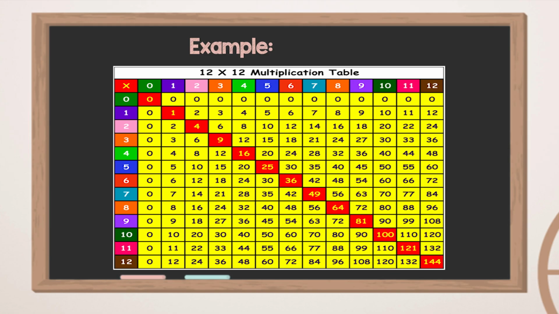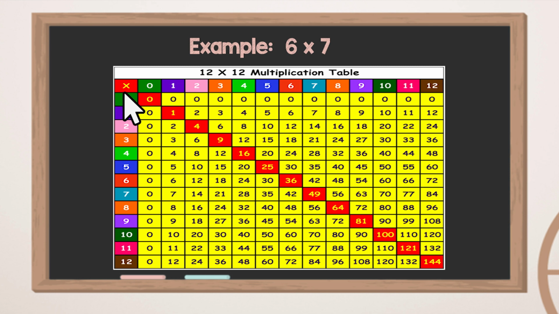So let's look at this example. 6 times 7. Our first number in that number sentence is 6. So let's identify that 6 in the first row. Then our second number is 7. Let's identify the 7 in the first column. Now remember, rows run left to right or horizontally, and columns run top to bottom or vertically.